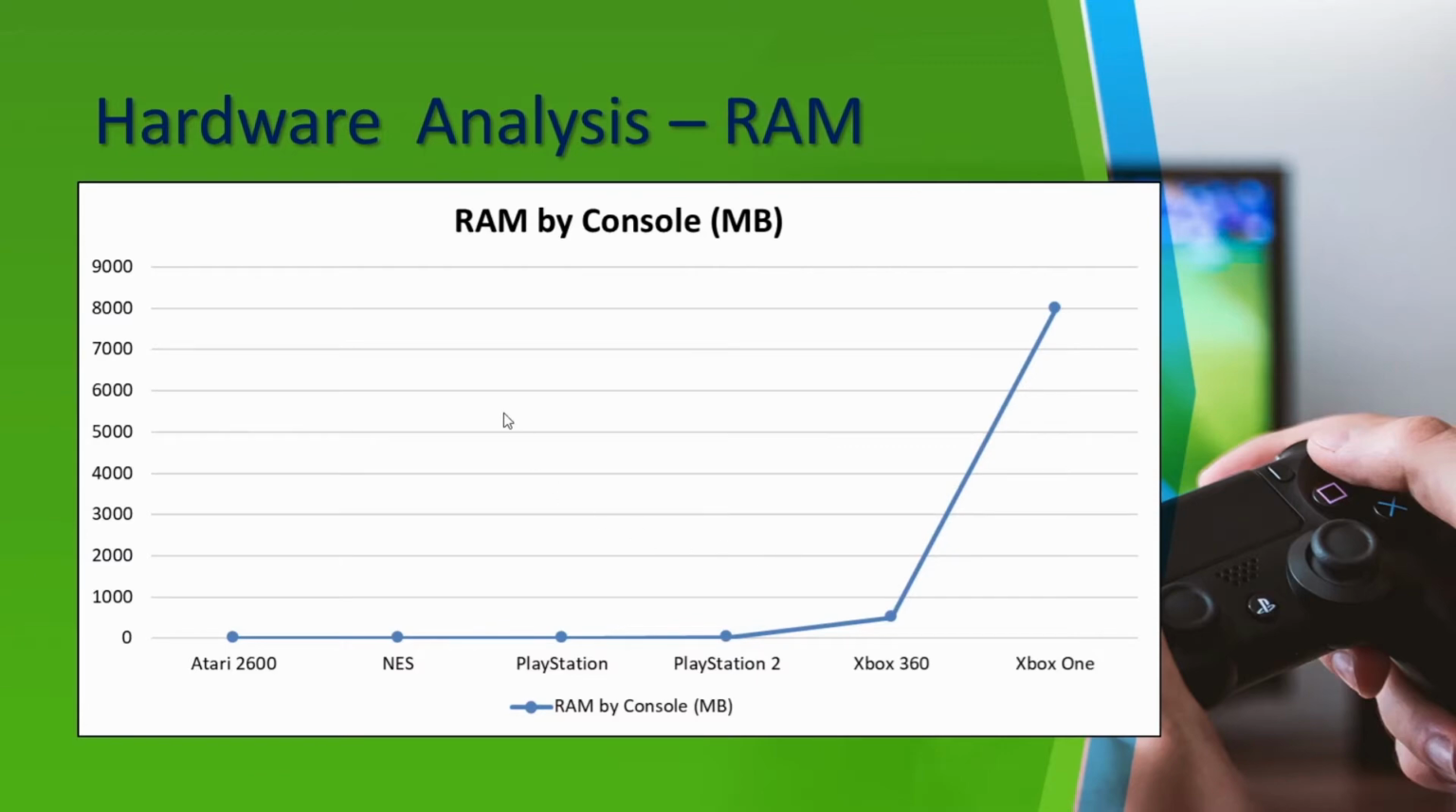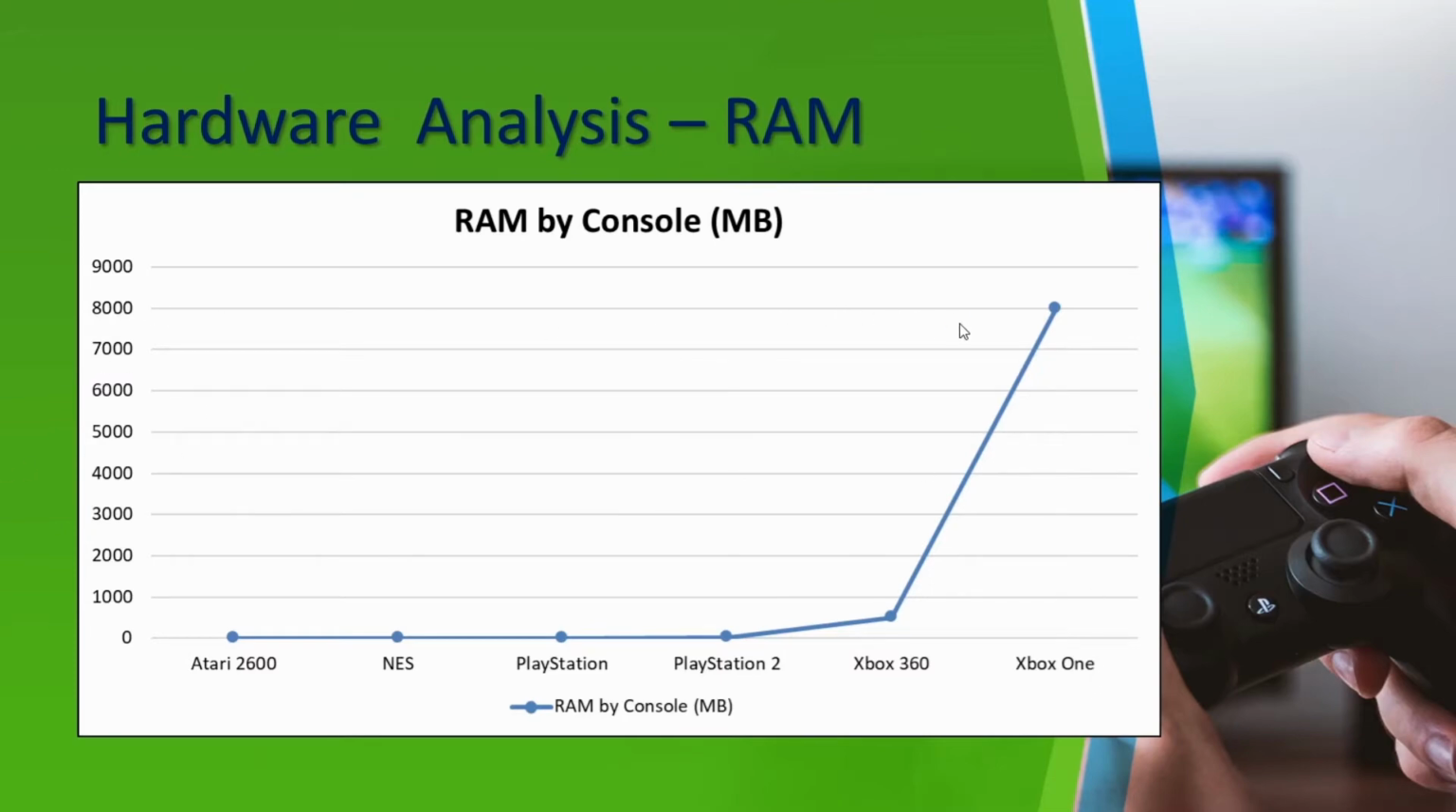So for the RAM by console, as you can see, there will be a big jump from Xbox 360 to Xbox One. There is less than a gig of RAM for your Xbox 360, and your Xbox One will have 8 gigs of RAM.